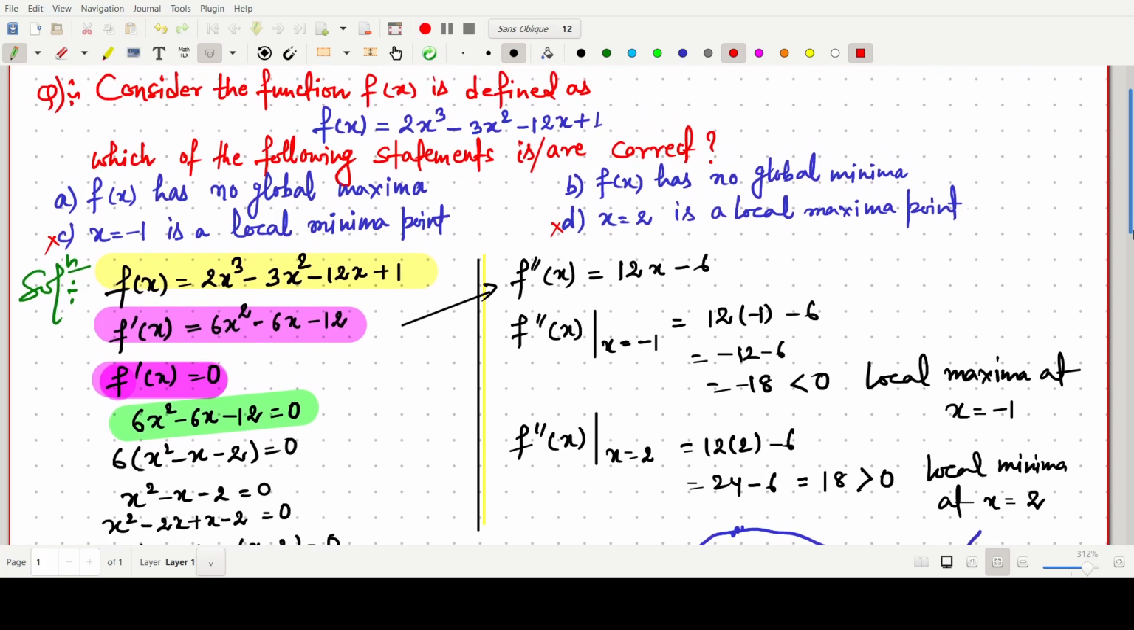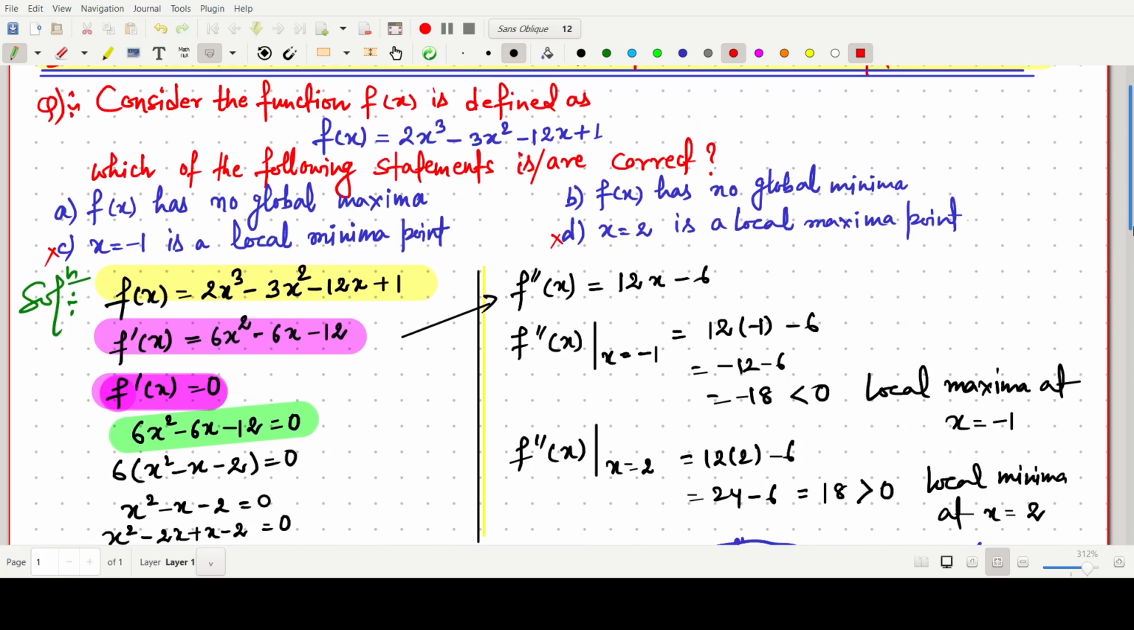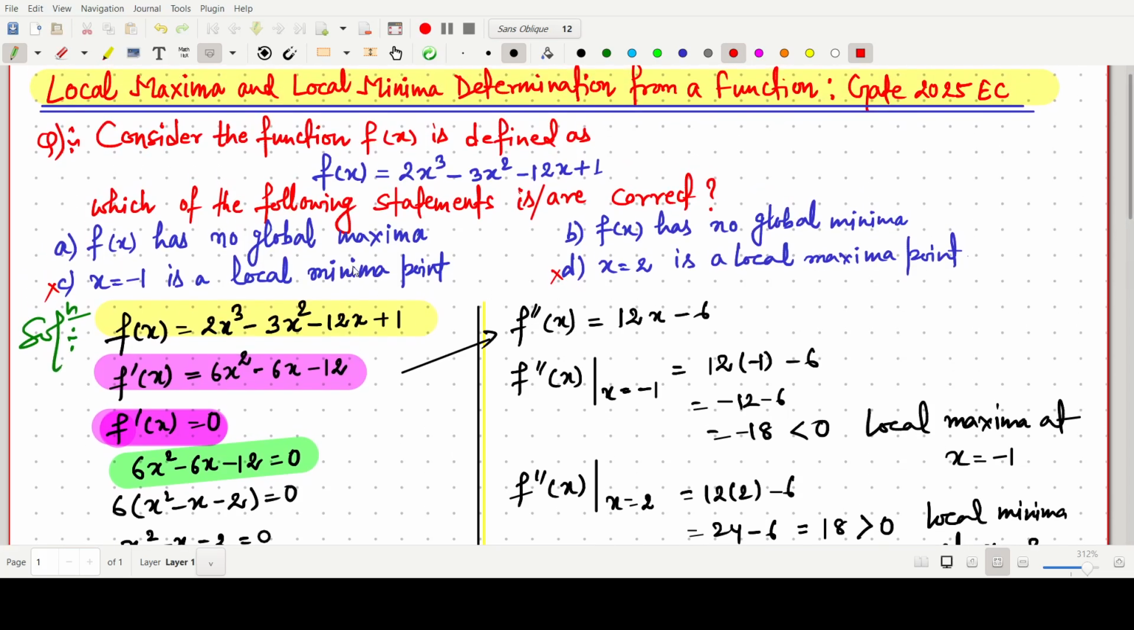So f(x) has no global maxima now. But the function must have the global maxima? So f(x) has no global maxima and f(x) has no global minima is now the correct answer. So these two are the correct answer, A and B.